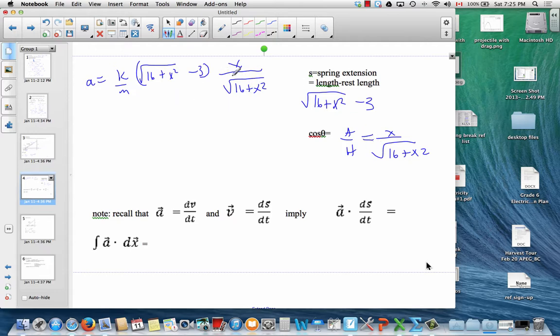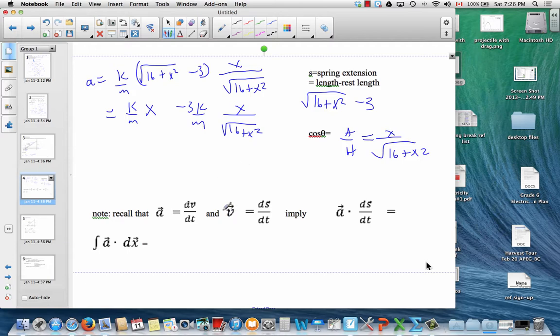It clearly depends on the position x. If we expand the bracket there, you get k over m times x, because that cancels, and then minus 3k over m times x over the root of 16 plus x squared. So this is a position-dependent acceleration.